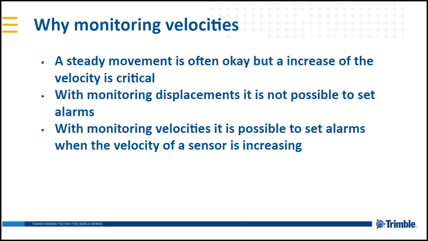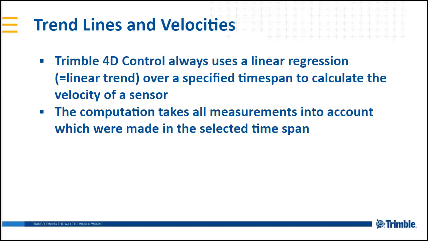In some installations, like for example in landslides, a steady movement is often okay, but an increase in velocity is critical. With monitoring displacements, it's not possible to set alarms. With monitoring velocities, it's possible to set alarms when the velocity of a sensor is increasing. Trimble 4D Control always uses a linear regression or a linear trend over a specified time span to calculate the velocity of a sensor. The computation takes all measurements into account which were made in the selected time span.